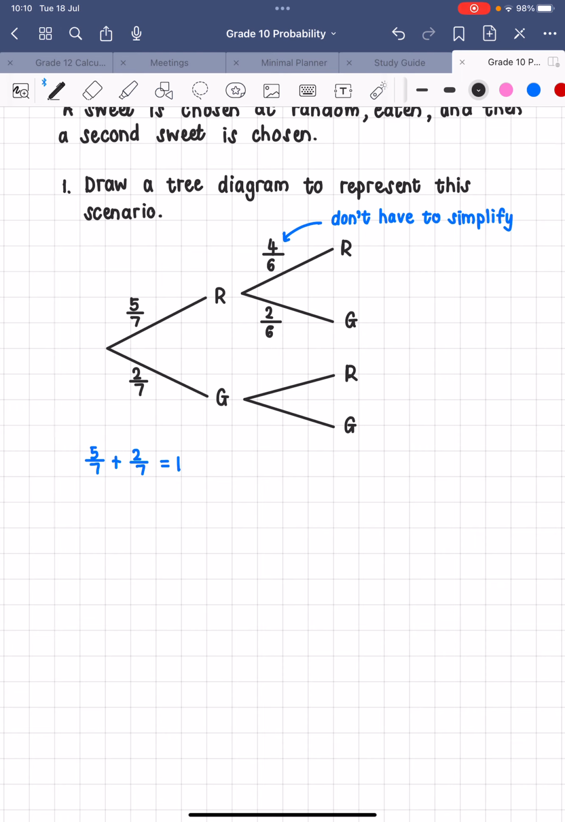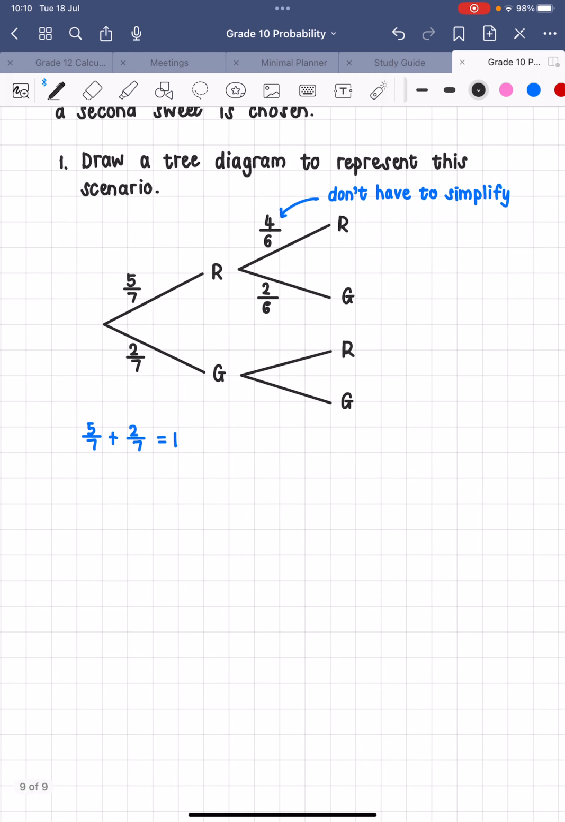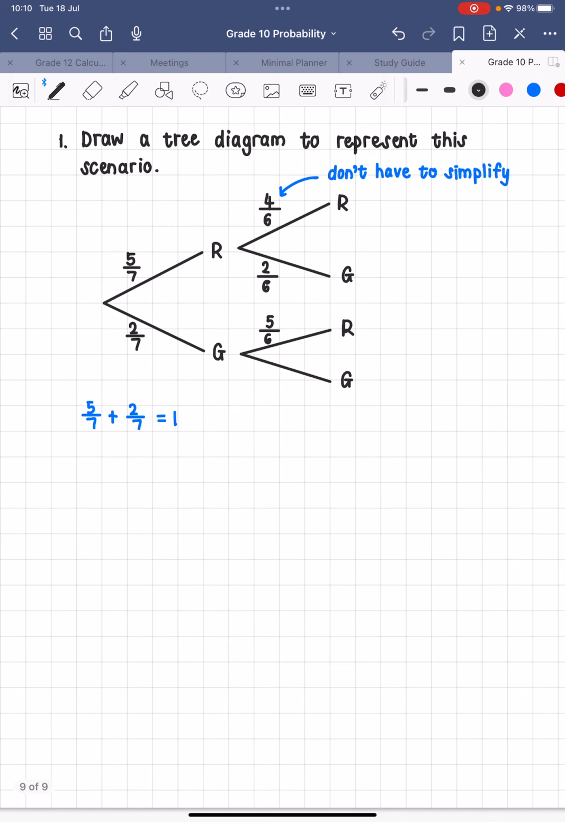Okay, now we're going to do the same thing for the second set of branches here at the bottom. But now, guys, the first sweet was green. Okay, so we're following what the first branch is telling us. That is what happened in the first row. Okay, so if my first sweet was green, how many red sweets are left? 5, right? Because there were 5 to begin with, and now I've taken a green one. So there are 5 sweets out of 6 in total. And now if the first one was green, there were 2 green sweets originally. Now there's only 1, right? So 1 out of 6.